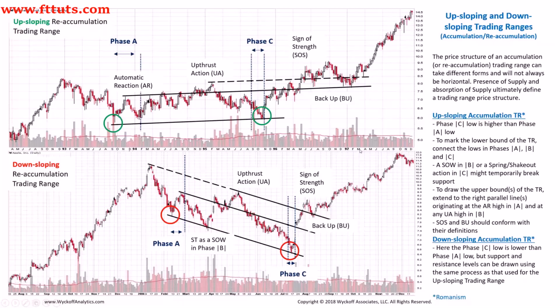Okay, let's talk about upsloping and downsloping ranges. So students were asking me, what are the rules as to how you create upsloping, downsloping ranges? I kind of explained to you guys how I did this on the previous slides. That was my answer to Philip's question, I believe.